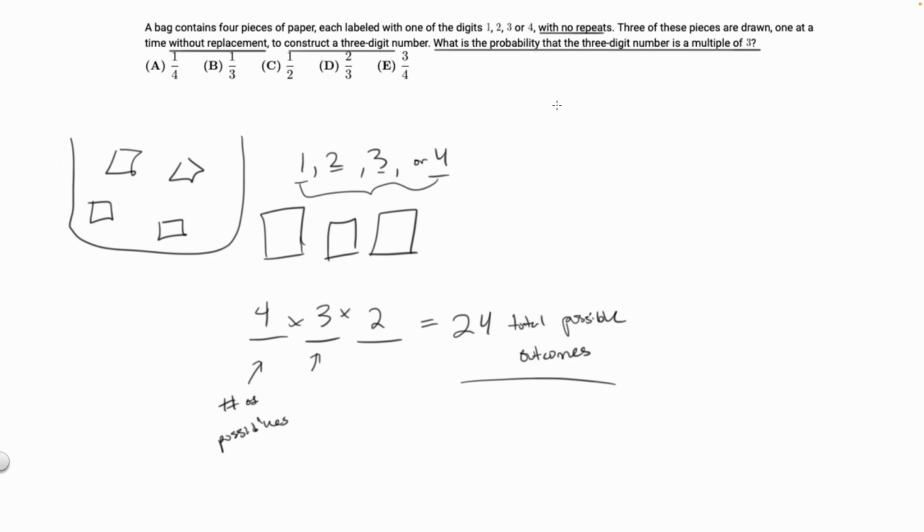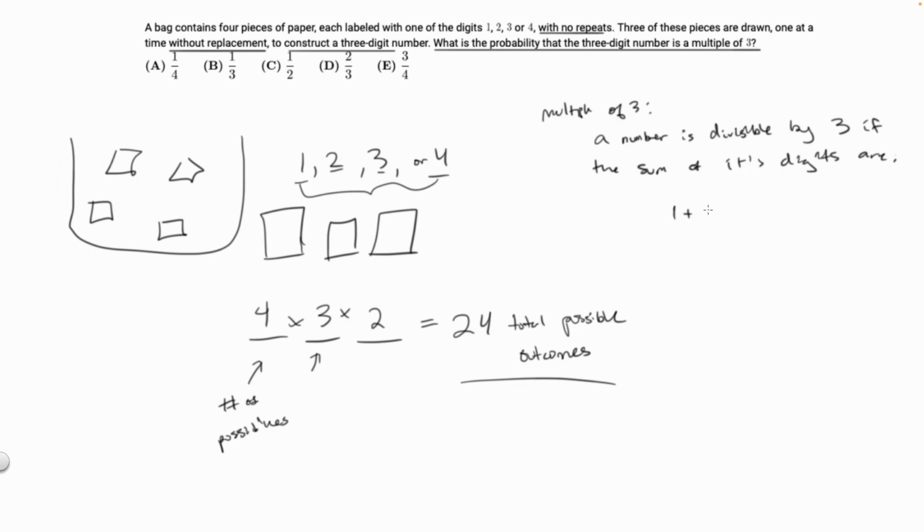Now if we account for a multiple of 3, then we have a different scenario over here, and we're going to use the divisibility rule for 3, and that states that a number is divisible by 3 if the sum of its digits are a multiple of 3. And then we're going to list the scenarios for here.